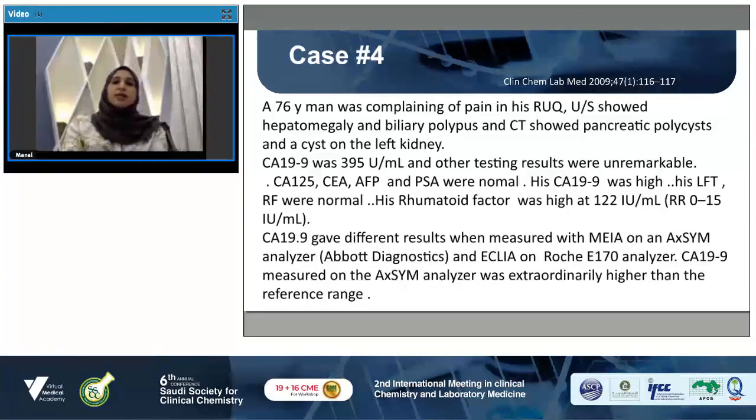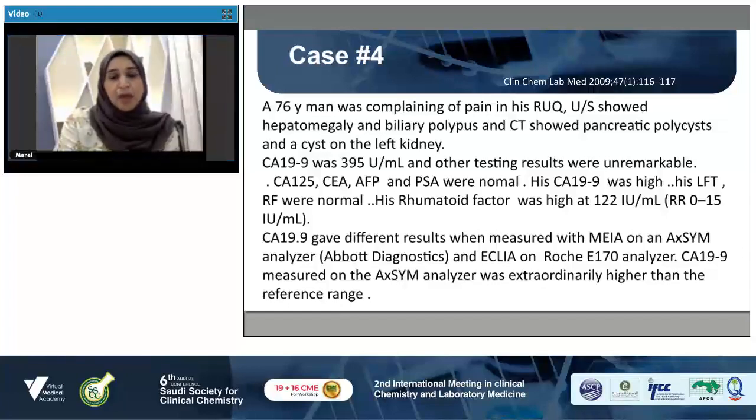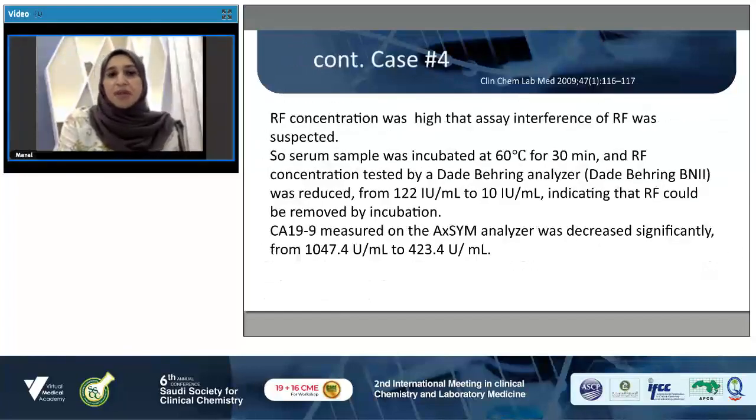And when they measured the CA19-9 on a different platform, like on the AXSYM using MEIA and on the Roche using electrochemiluminescence, the CA19-9 measured was normal. Although on the AXSYM it really was high. So with high rheumatoid factor, they probably thought it could be an interference from rheumatoid factor. So they treated the serum sample by incubation at 60 centigrade for 30 minutes, and that will eliminate the rheumatoid factor. And then they measured rheumatoid factor, where it was reduced from 122 to 10. So the rheumatoid factor interference was removed.